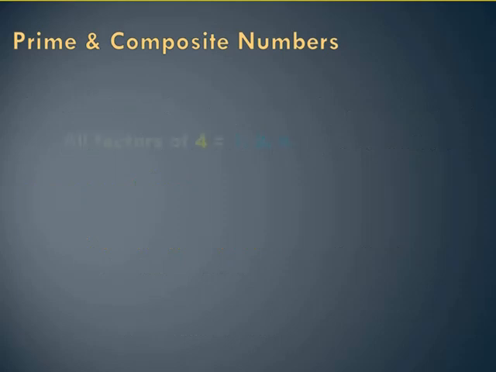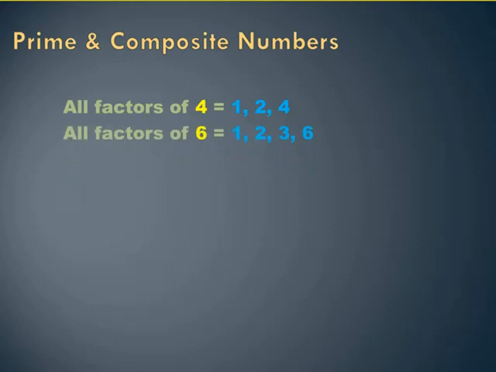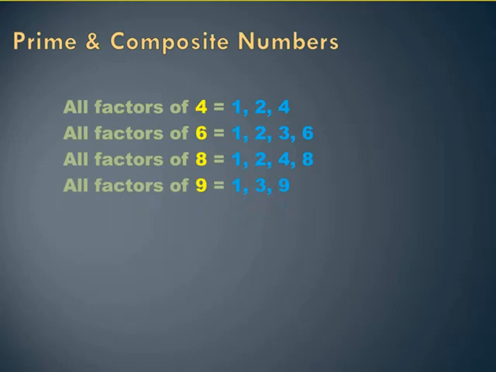Now, all the factors of 4 are 1, 2 and 4. All the factors of 6 are 1, 2, 3 and 6. All the factors of 8 are 1, 2, 4 and 8. All the factors of 9 are 1, 3, 9.